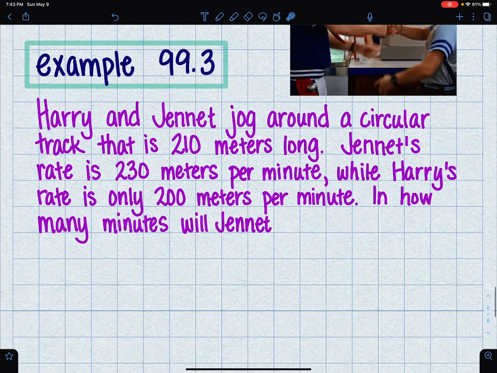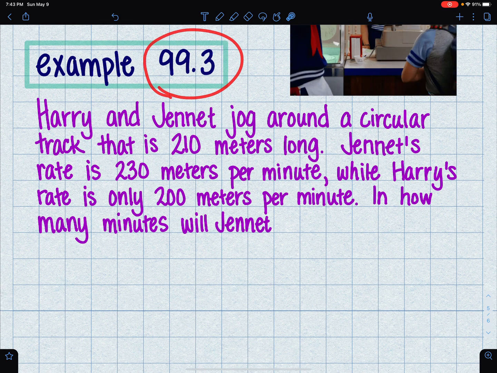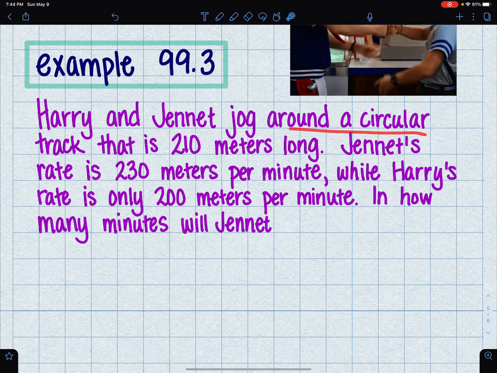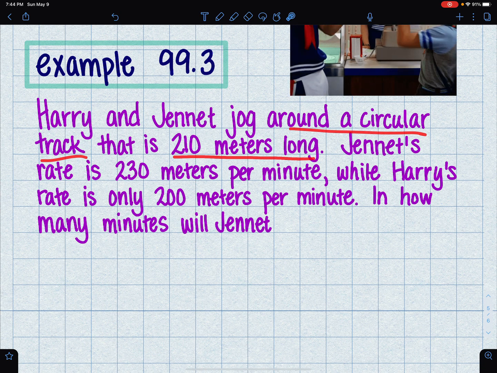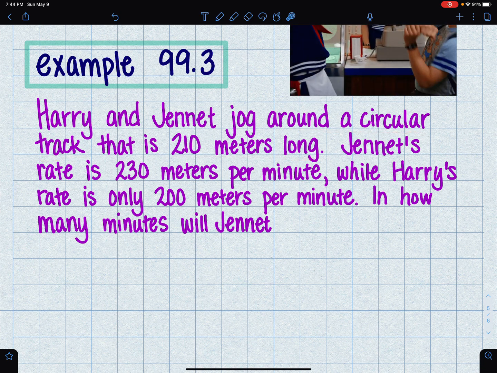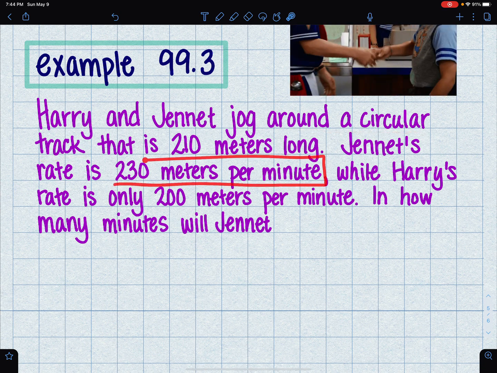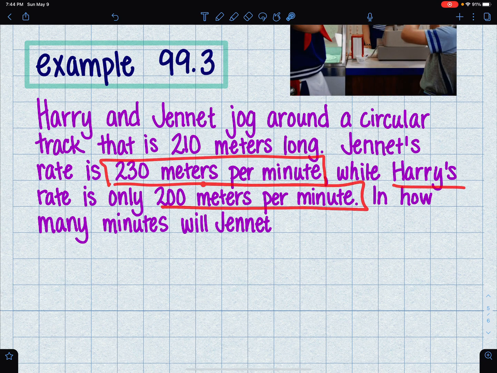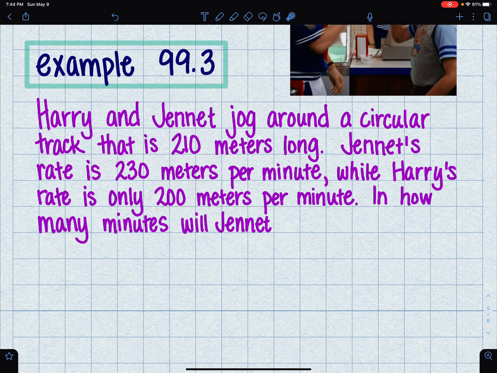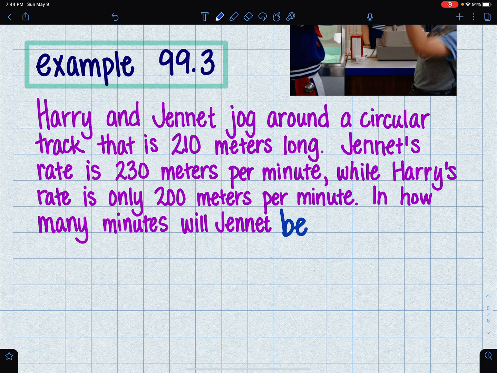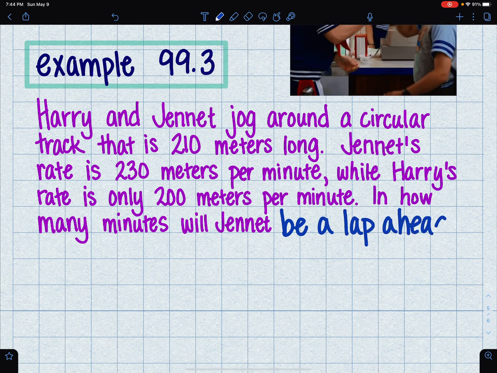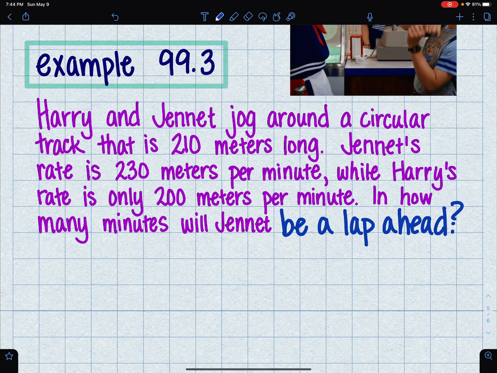Okay, example 99.3. Harry and Jeanette jog around a circular track that is 210 meters long. Jeanette's rate is 230 meters per minute. Harry's rate is only 200 meters per minute. In how many minutes will Jeanette be a lap ahead, a full lap ahead? I guess I didn't finish writing that out, sorry.